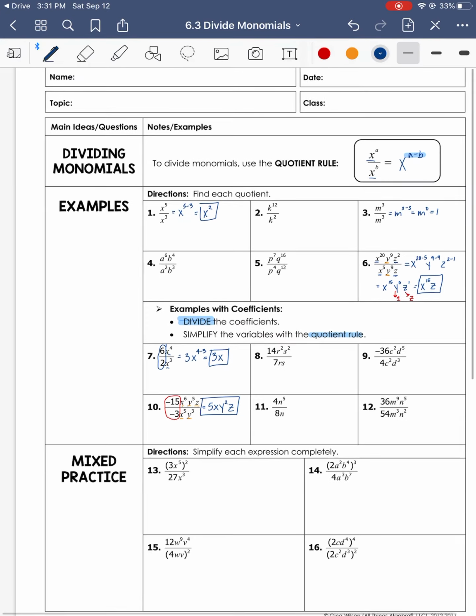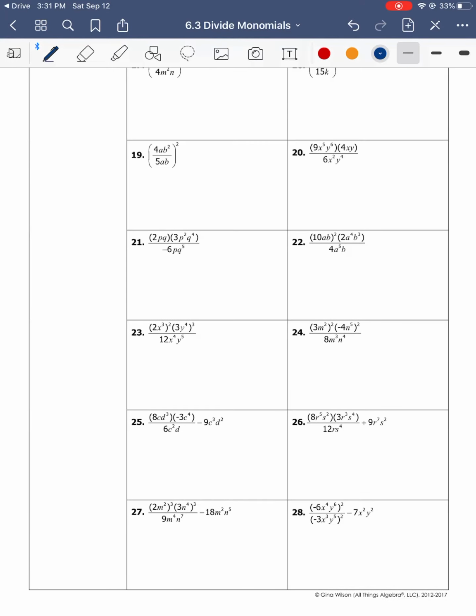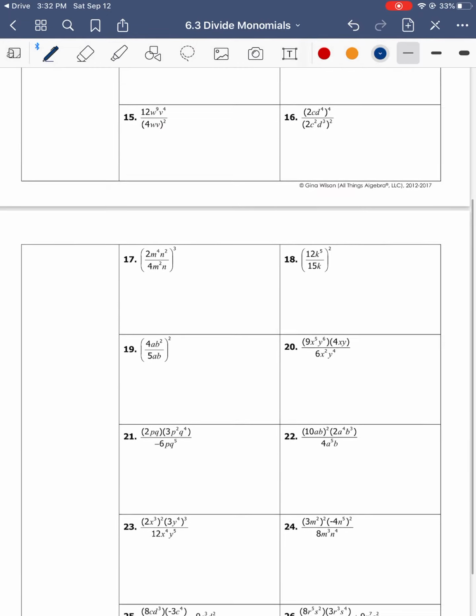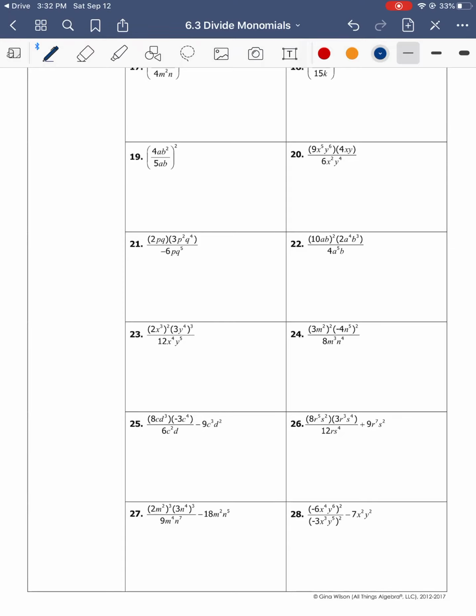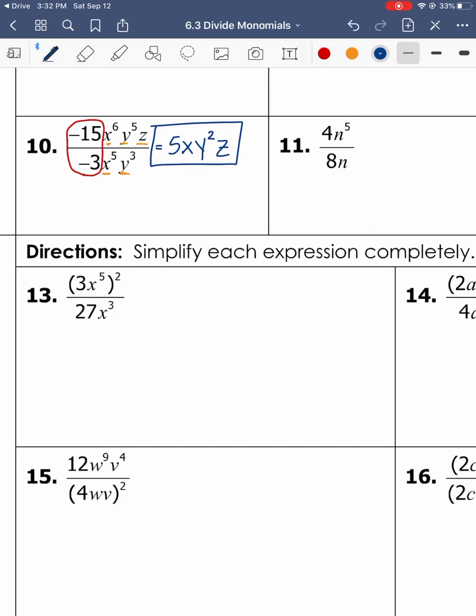So try the rest of these on your own. And then this next section, and I think the rest of the notes, is going to be mixed practice. But this mixed practice is mixed for all the exponent rules that we have done so far. So we'll have some powers of monomials, we'll have some multiplication, we'll have some division, possibly some adding and subtracting. Towards the bottom here, there's some adding and subtracting as well. So I'll pick out a couple problems to do together, and then you can do the rest on your own.